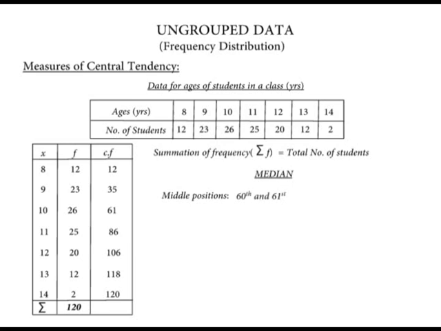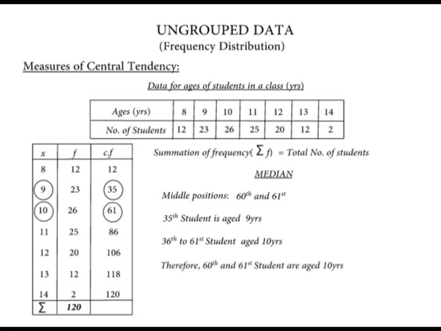Reading the cumulative frequency column, the 35th student is aged 9 years. From the 36th to 61st student, they are all aged 10 years. It therefore means that the 60th and 61st student are aged 10 years. So we get the average. 10 plus 10 over 2 is 10 years.